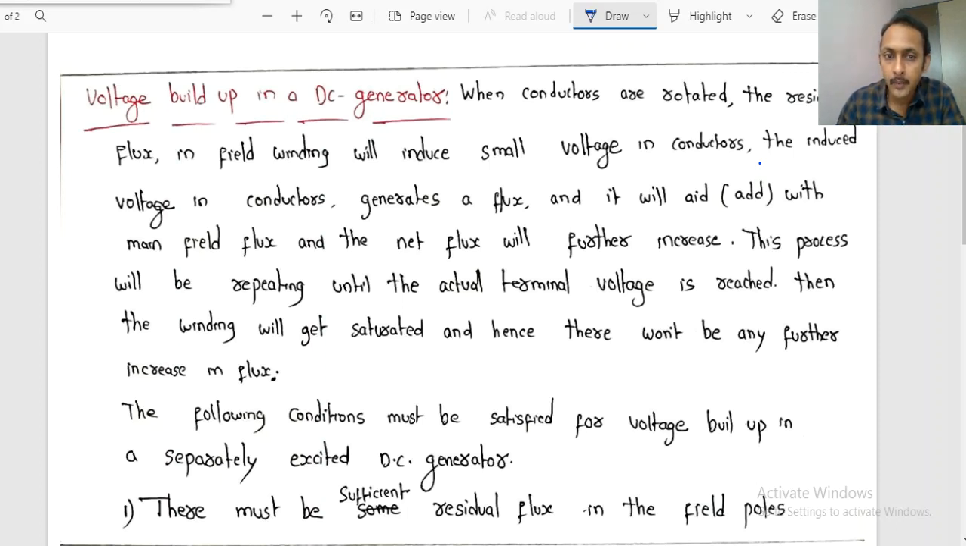Now, once it gets saturated, there won't be any further increase in the flux. For all these things to happen, there should be some residual flux.